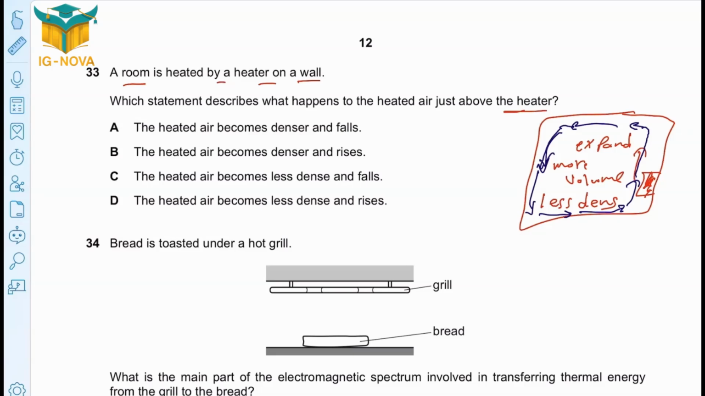فأنا خلاص عارف الكونسبت. Which statement describes what happens to the heated air? The heated air becomes denser. لا طبعا, denser cannot be. Less dense and falls. لا, less dense طبعا must rise. So I'm gonna go for it.